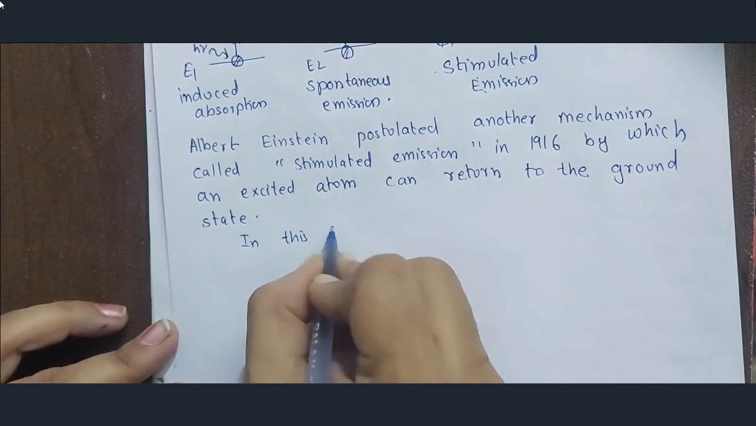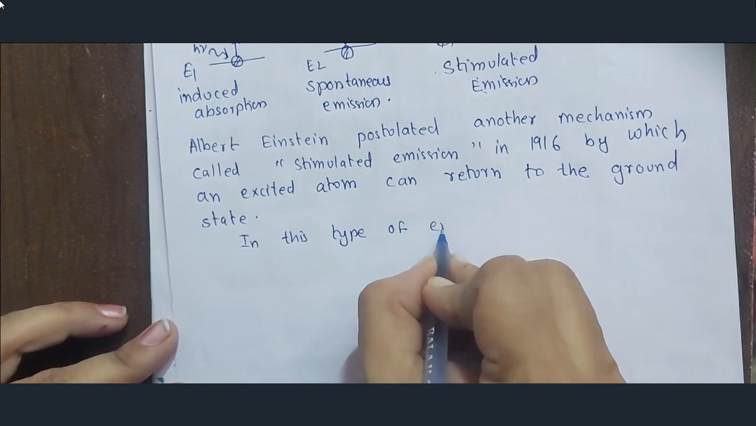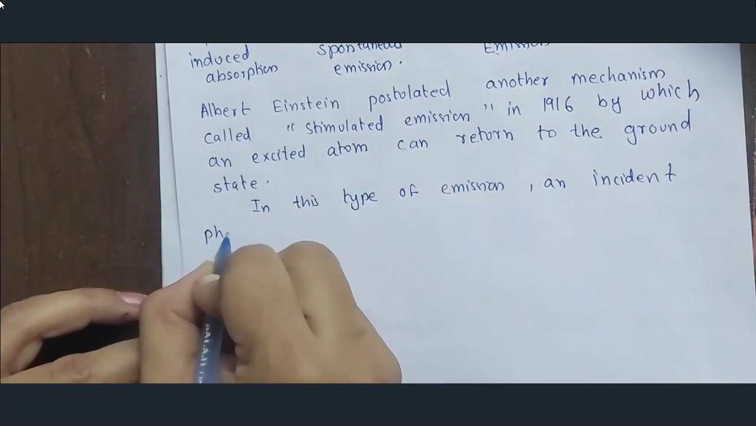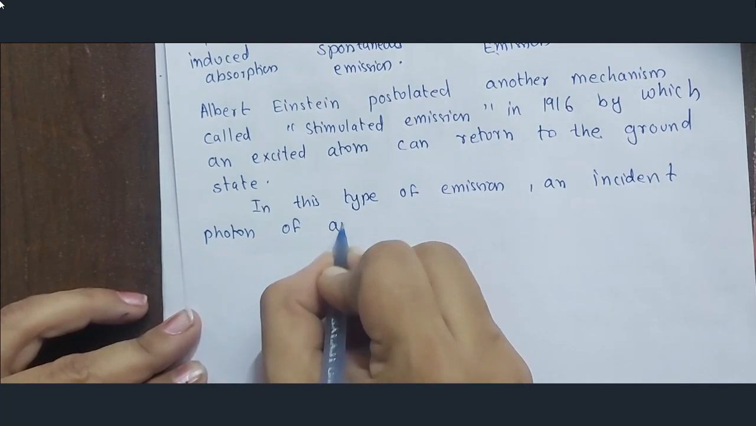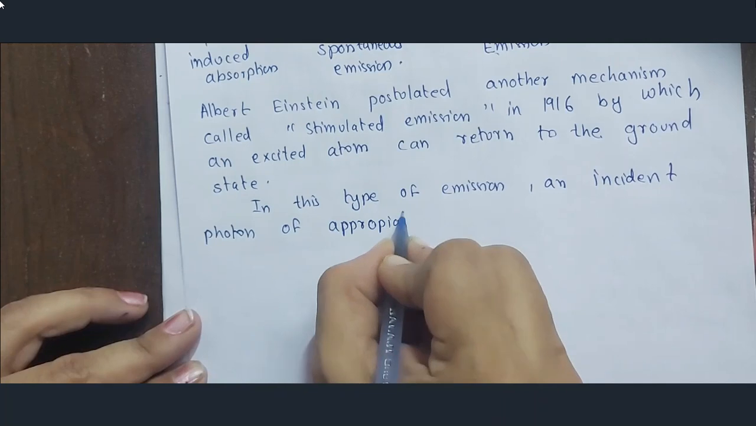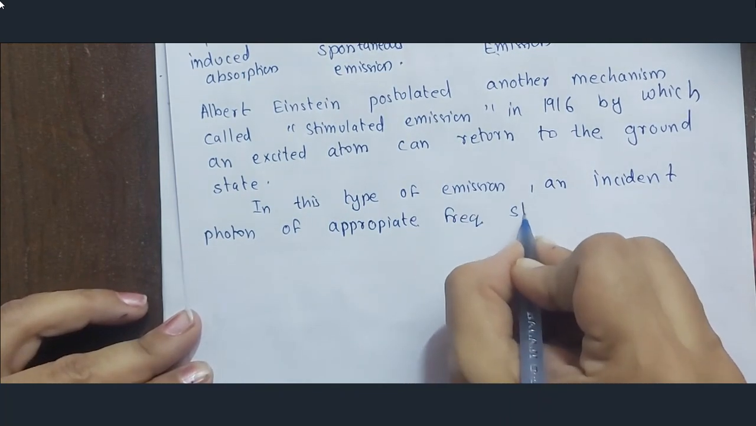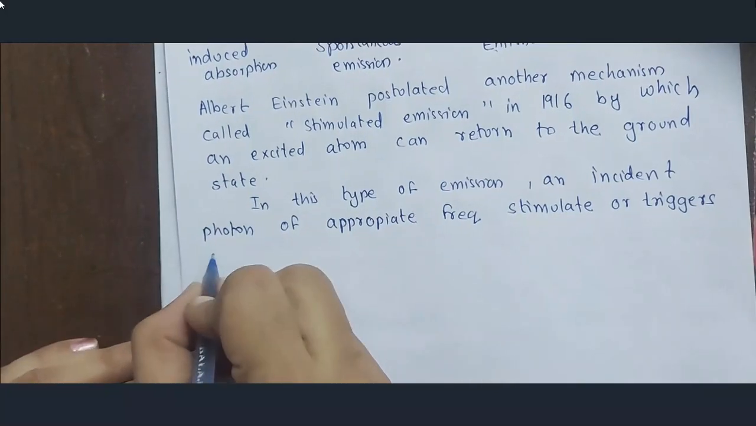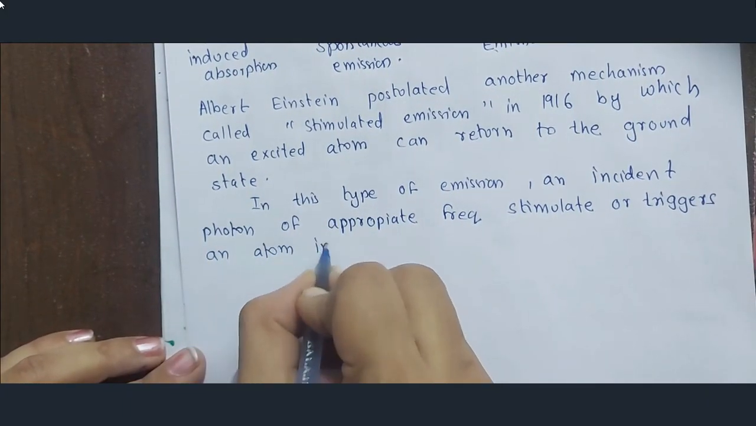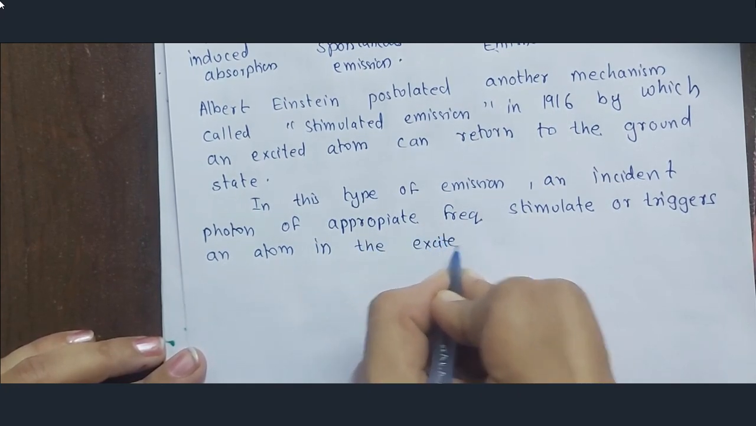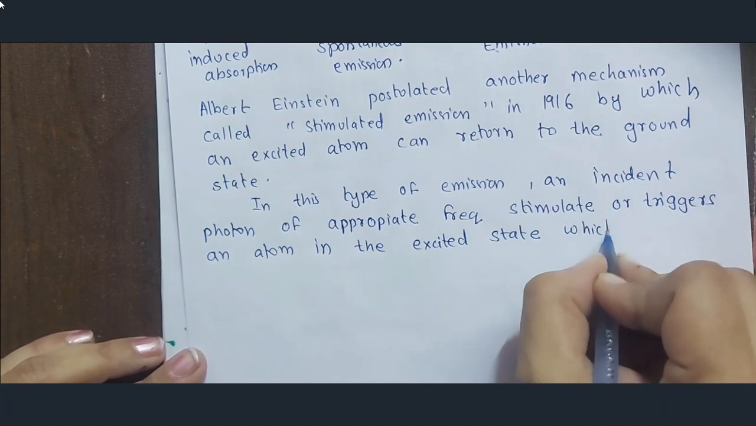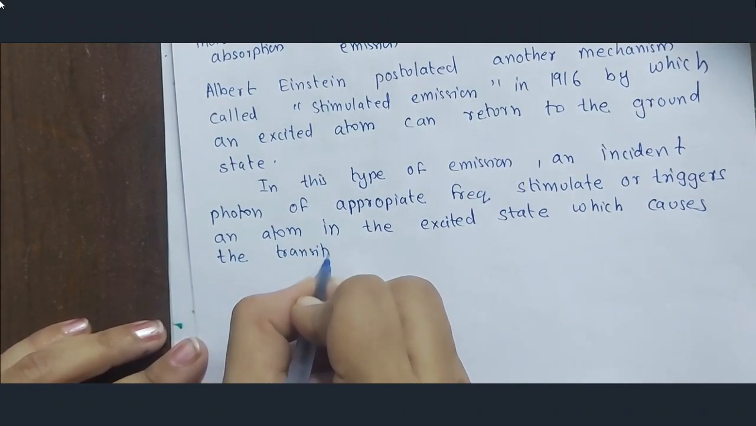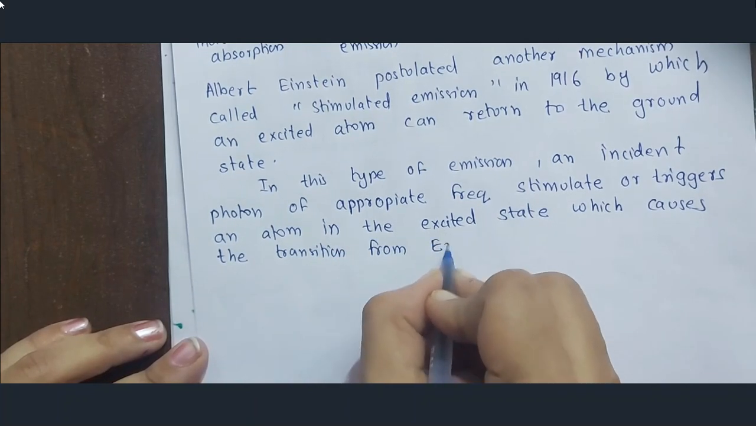In this type of emission, an incident photon of appropriate frequency stimulates, or another word is trigger. या क्या कर रहा है, स्टिमुलेट कर रहा है या ट्रिगर कर रहा है, ट्रिगर्स एन एटम. अब वो एटम कहाँ था, एक्साइटेड स्टेट में. इन द एक्साइटेड स्टेट विच कॉजेस द ट्रांजिशन फ्रॉम E2 टू E1.